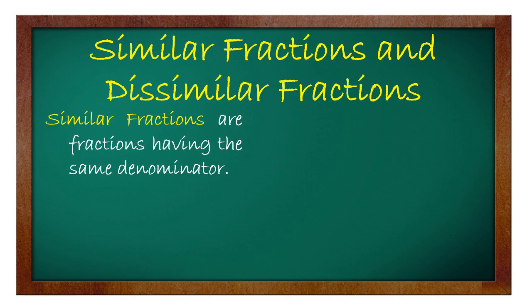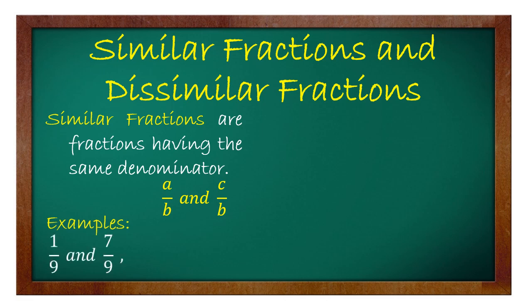Pag sinabi nating similar fractions, these are the fractions having the same denominator, A over B and C over B. So, kung mapapansin natin, yung numbers natin na nasa baba, magkaparehas siya. So, pag magkaparehas, similar fractions siya. So, for example, I have here 1/9, 7/9. So, parehas ng denominator na 9. 3 and 3/10, 4 and 5/10. So, parehas din ang denominator na 10, kaya similar fractions.